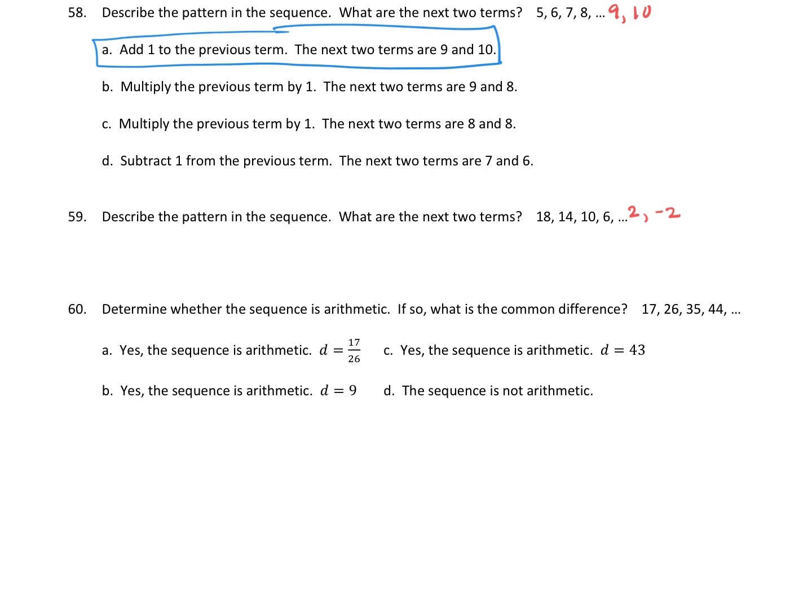And then how could we say that in words? You could say adding a negative 4 to the previous term, or you could say subtract 4 from the previous term. If I just look at the phrasing of the previous problem, I'll just say subtract 4 from previous term. And then the next two terms are 2 and negative 2.